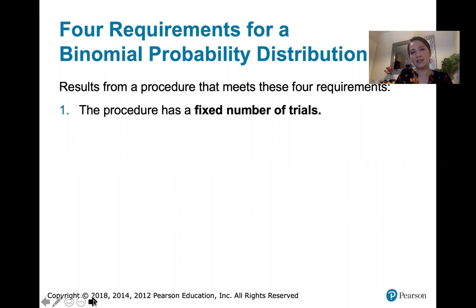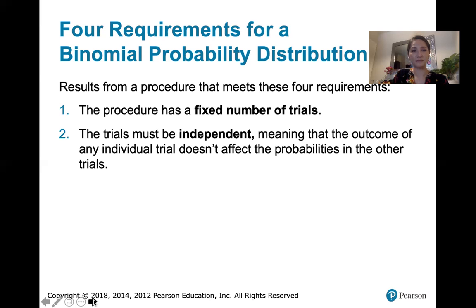So it's basically that our procedure involves doing something over and over again, but we're doing it over and over again a fixed number of times. And that thing that we're doing over and over again, that one unit, is called a trial. Now, the trials themselves have to be independent.